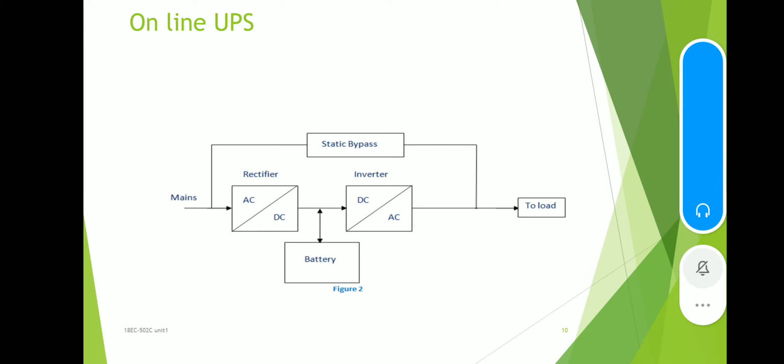Suppose the main supply is not available, then whatever chargeable DC voltage is available in the battery drives the load. Online UPS, so what is the advantage? Here there is no switching action, so there is no lapse of time, right?